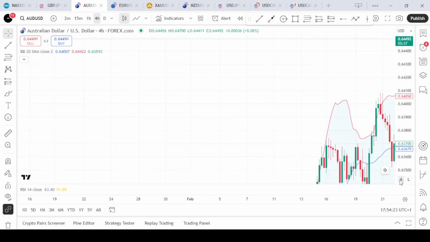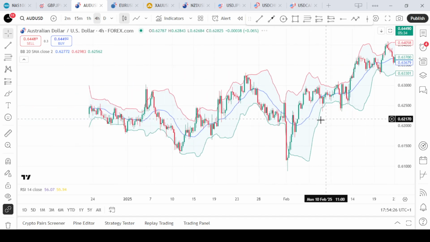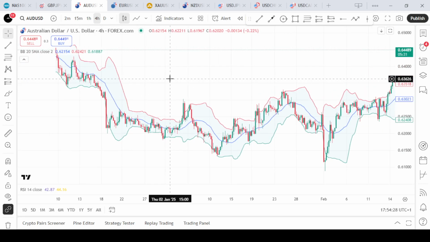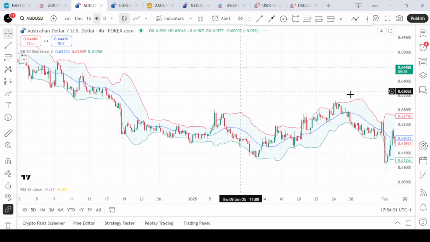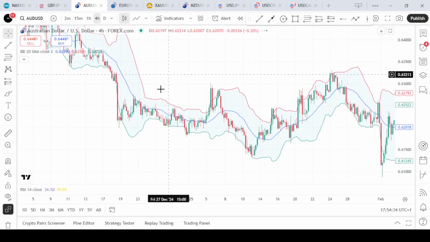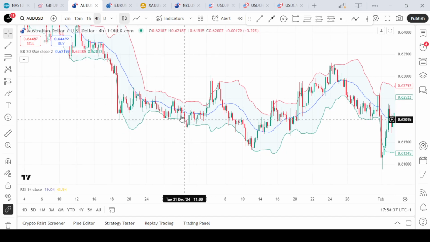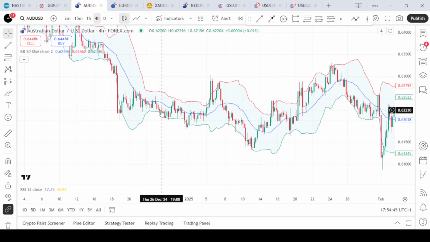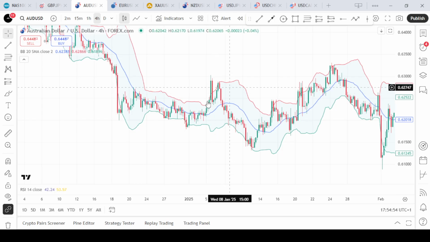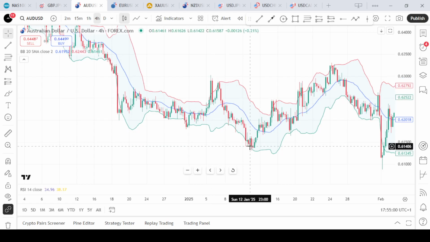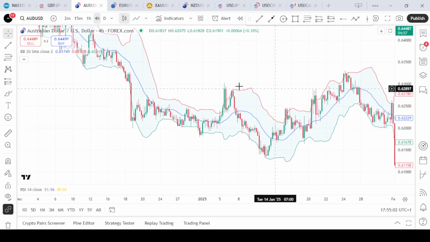So let's go to the higher time frame to better understand how we can implement this in our swing trading strategy. As you can see in this area, there's a contraction. This often precedes a breakout. After a contraction, we expect a breakout, either to the upside or to the downside, where price tends to revert to the middle band after touching one of the outer bands. This is basically what it means: after a squeeze, price breaks out either to the upside or to the downside.